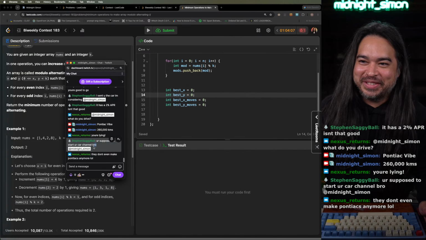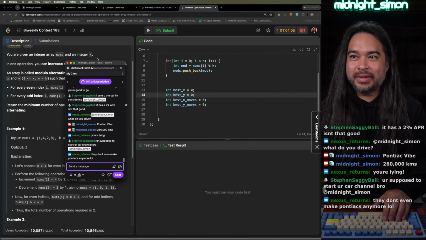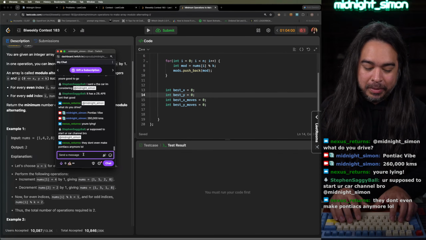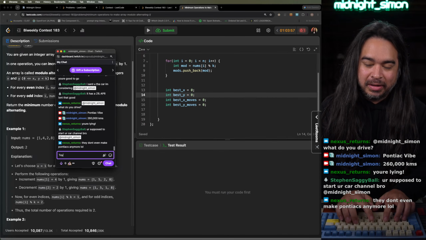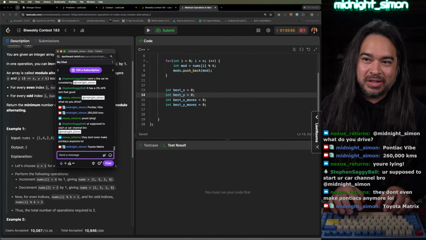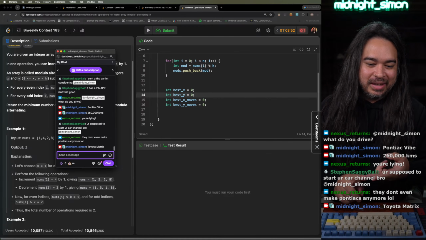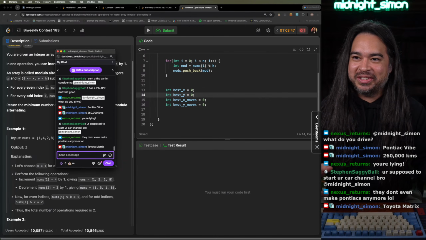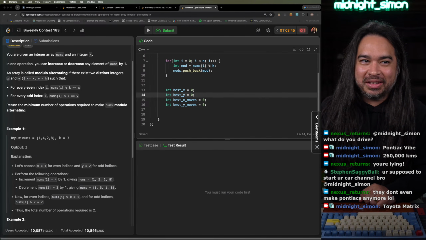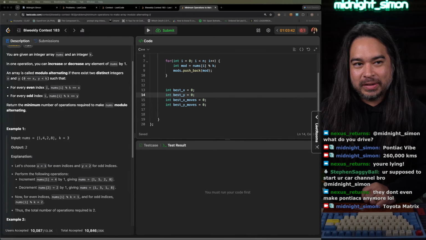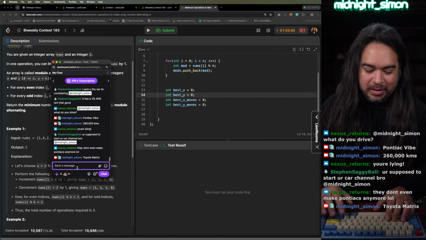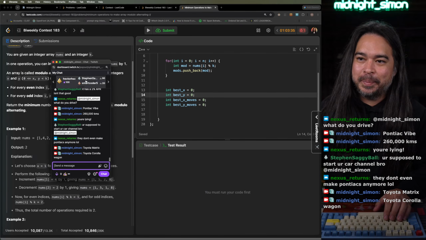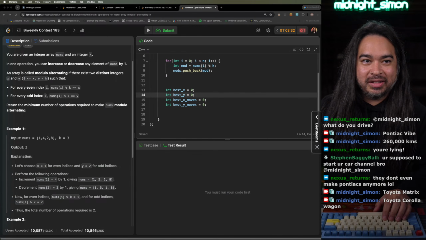I'm supposed to start my car channel. Hey, Toyota made this Pontiac Vibe. This Pontiac Vibe is basically a Toyota Matrix. It has a Toyota engine, Toyota chassis. Everything is Toyota except the symbol on the hood is a Pontiac, and that's pretty much it. And a Toyota Matrix is a Toyota Corolla wagon, pretty much. That's the car I got, man.